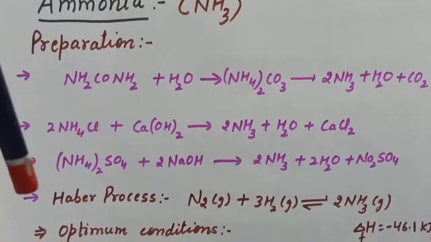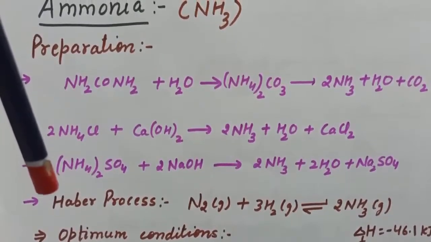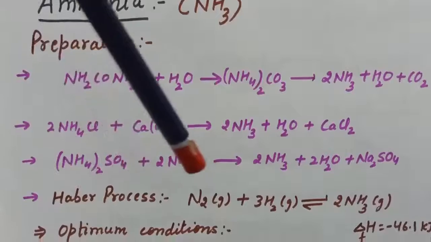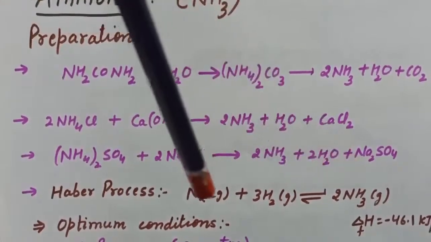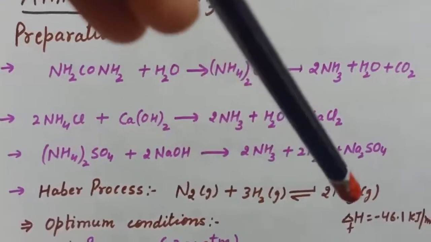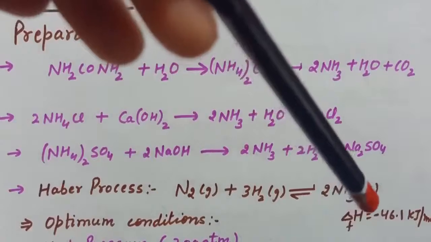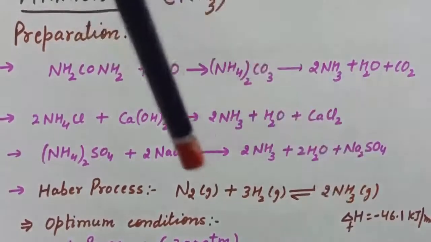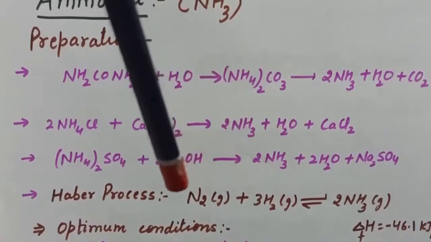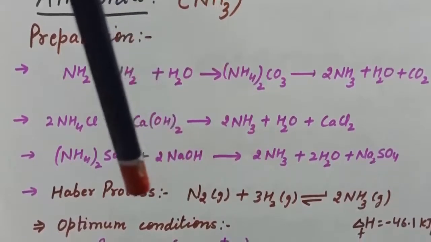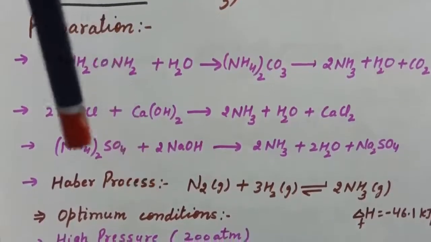Now next preparation, that is on large scale and in industries, ammonia is formed by Haber process. Haber process is N2 plus H2 gives ammonia, and this reaction is exothermic in nature, that is the heat released in this reaction is minus 46.1 kilojoule per mole. So how we can increase the production of ammonia by Haber process? There are optimum conditions by which we can increase the production of ammonia.